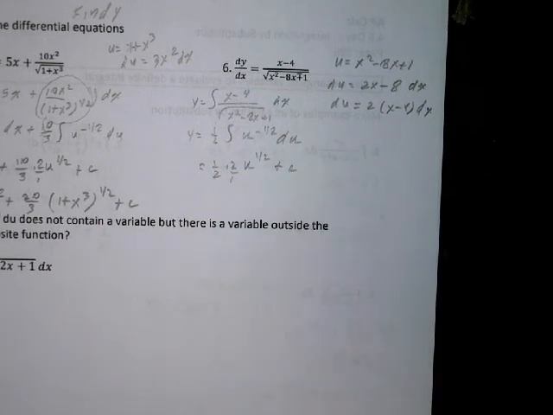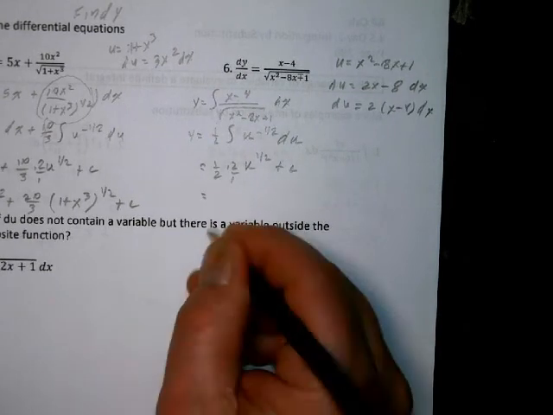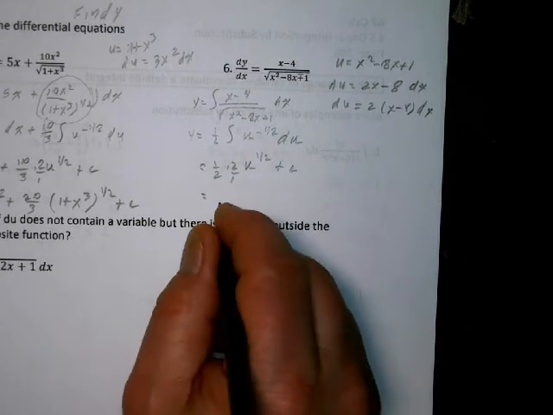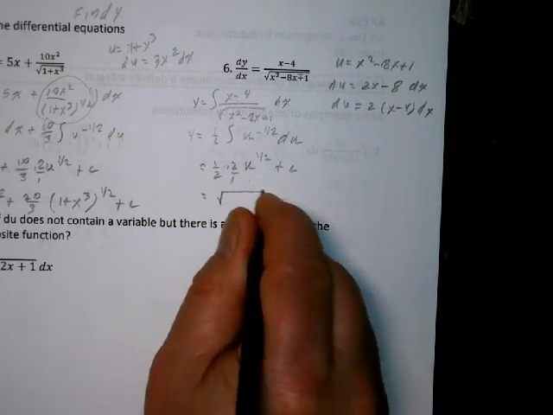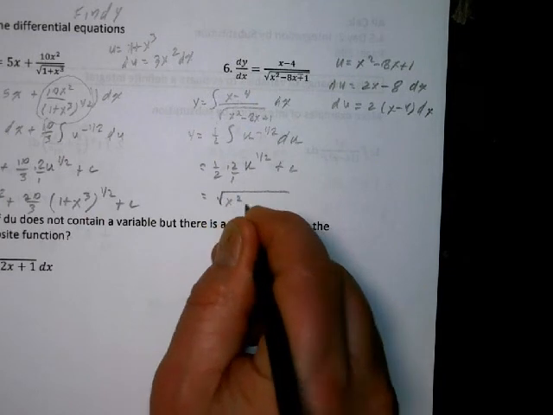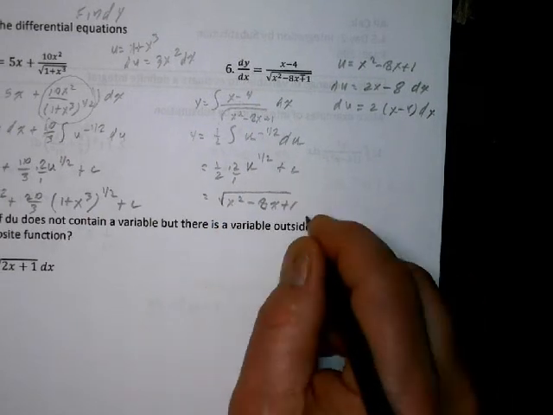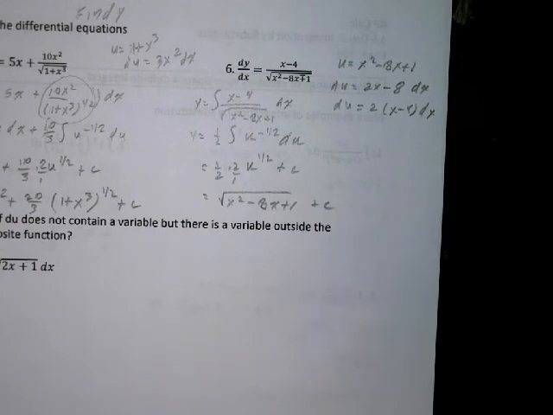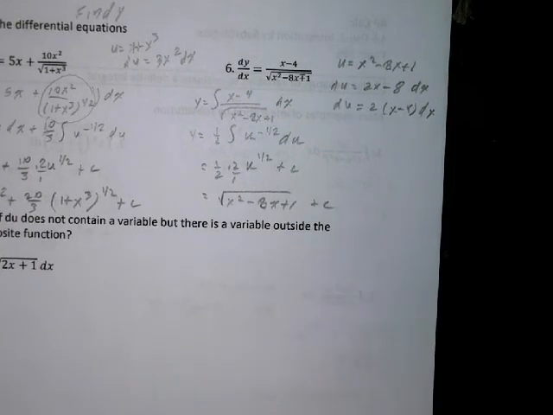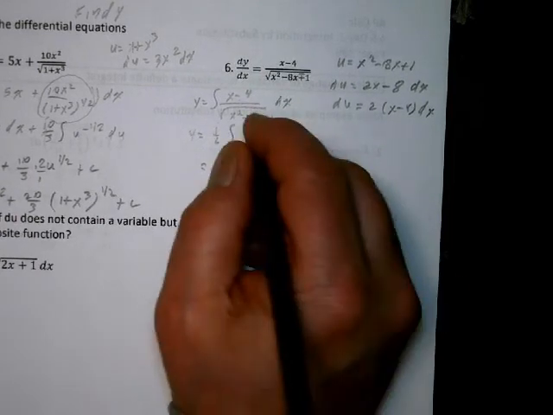Increase the exponent by 1, multiply by the reciprocal, add a c. So my answer is going to be the square root of x squared minus 8x plus 1 plus c.